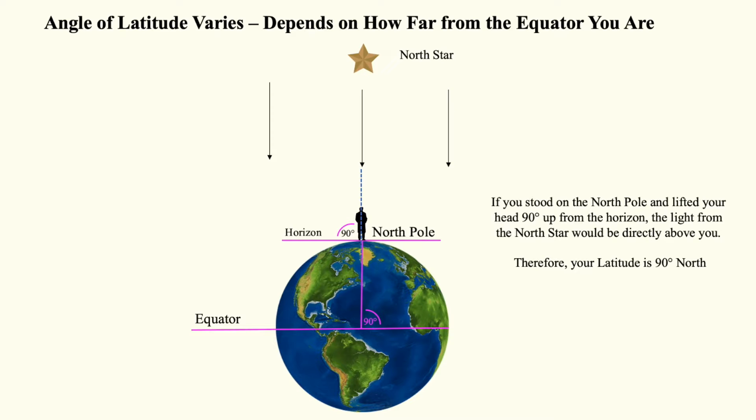As you can see from this diagram, if you stood on the North Pole and looked 90 degrees up from the horizon, the light from the North Star would be directly above you. Therefore, your latitude is 90 degrees north.